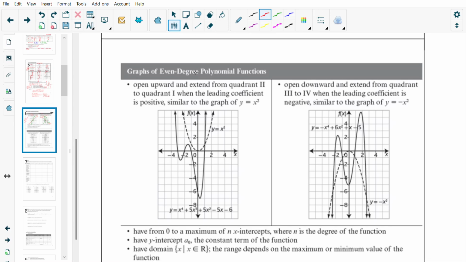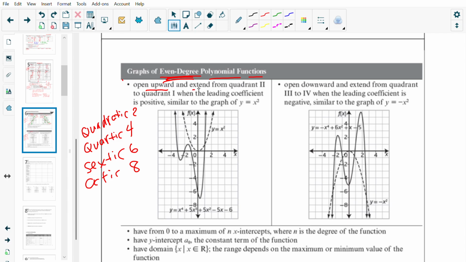Okay. Let's go to the next part, which is graphs of even degree polynomial functions. So I'll show you another easier way to remember this, because now we get into degree 4, quartic. I should mention quadratic, that's degree 2. Degree 6 is sextic. Octic is degree 8. Okay, you don't have to know those, but I'm just giving you the names.